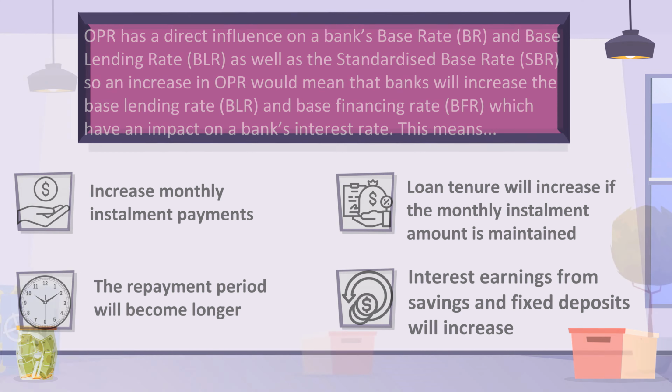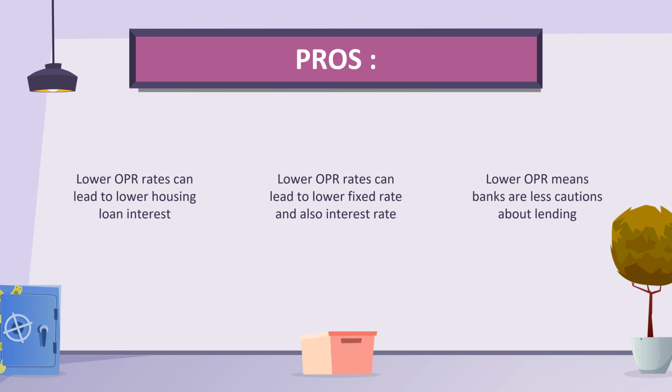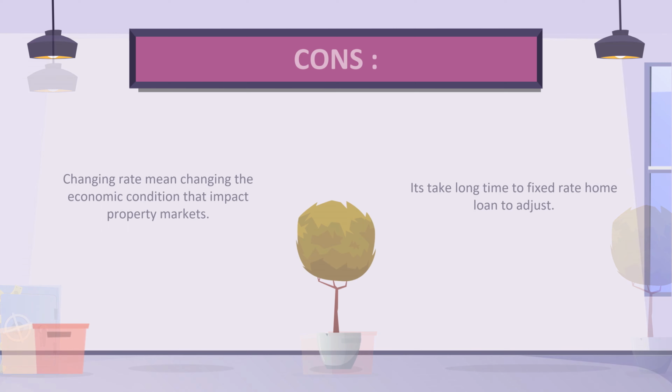Pros. First, lower OPR rates can lead to lower housing loan interest. Number 2, lower OPR rates can lead to lower fixed rate and also interest rate. Number 3, lower OPR means banks are less cautious about lending. Cons. Number 1, changing rate means changing the economic conditions that impact property markets. Number 2, it takes a long time for a fixed rate home loan to adjust.